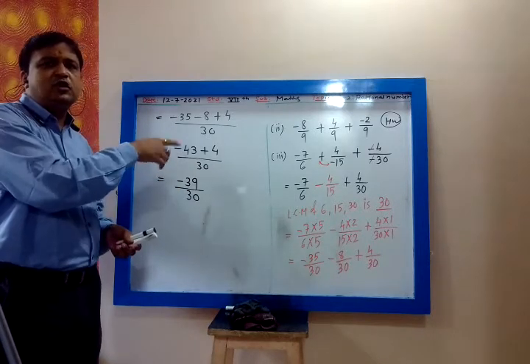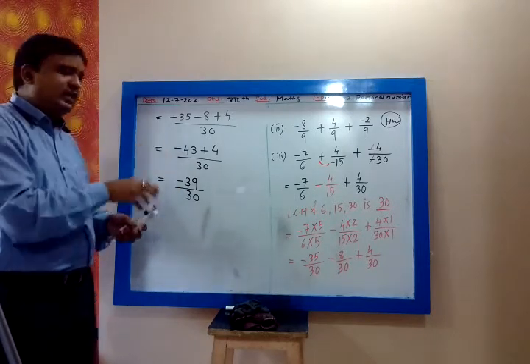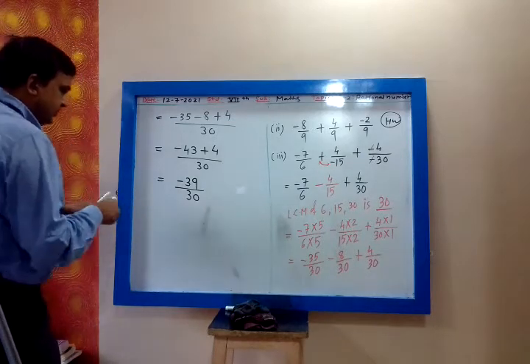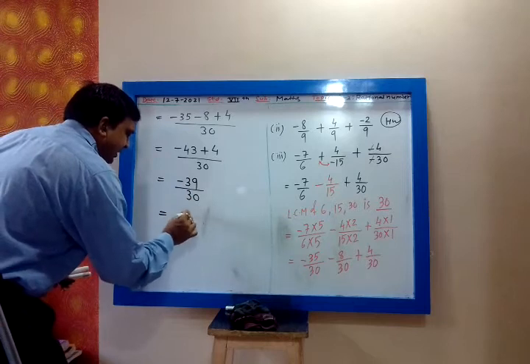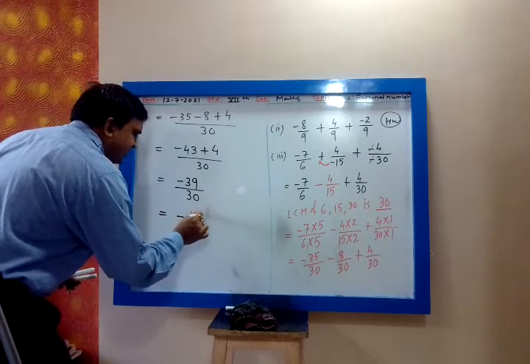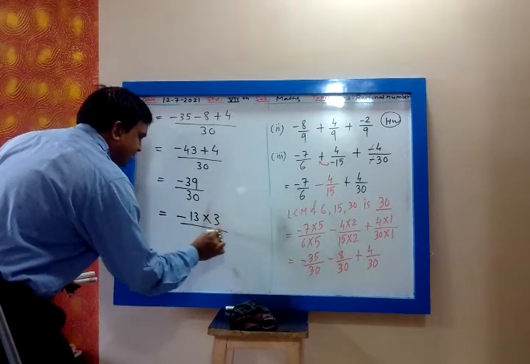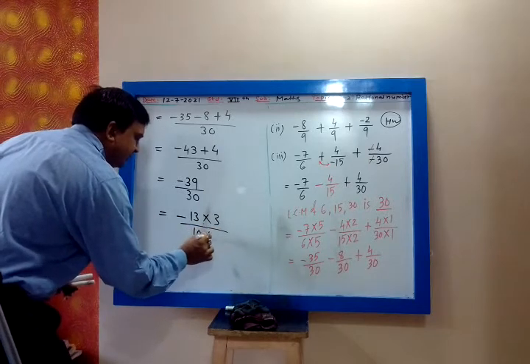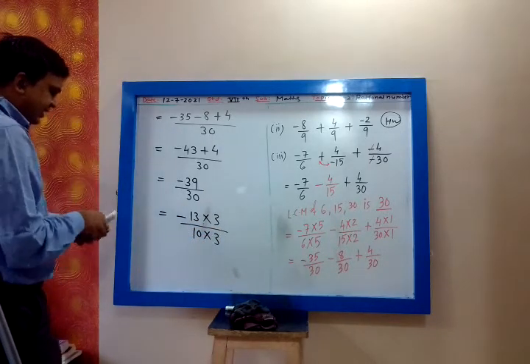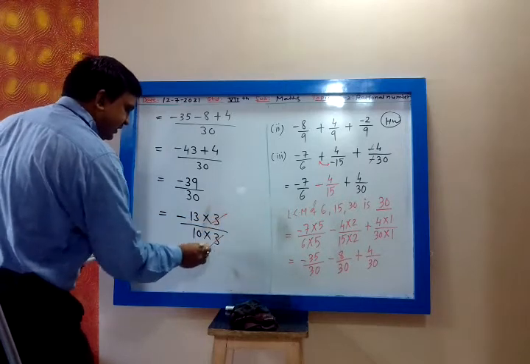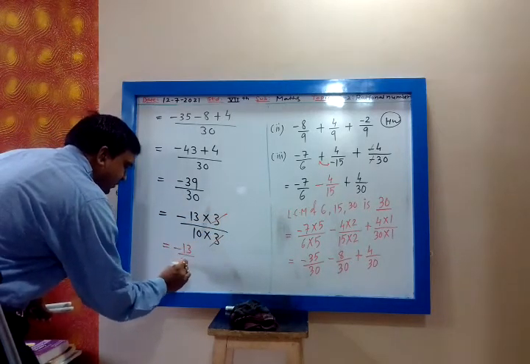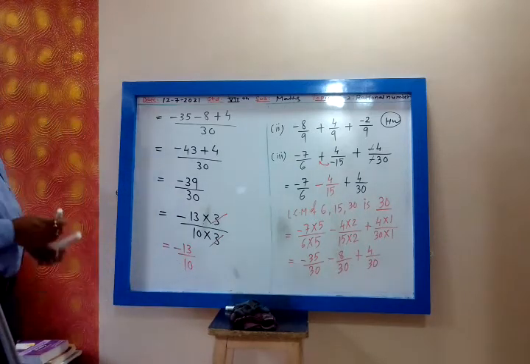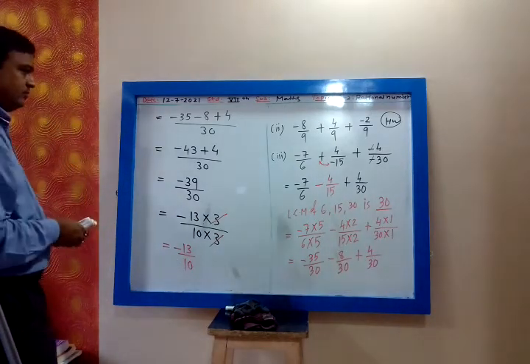Lowest means if anything is common in numerator and denominator, you have to cancel that. So 39, I can write 13 3s are 39, and 30, I can write 10 3s are 30. Then 3 gets cancelled. So the answer is minus 13 upon 10.